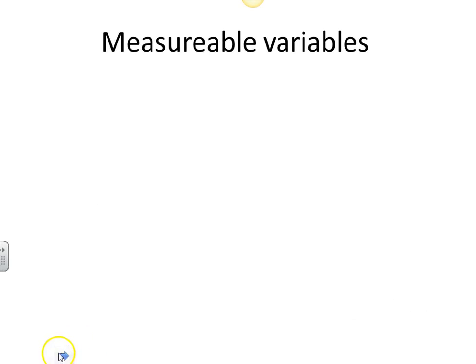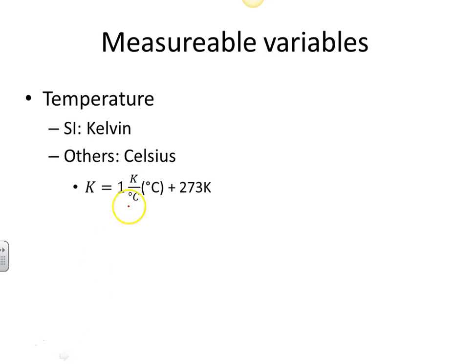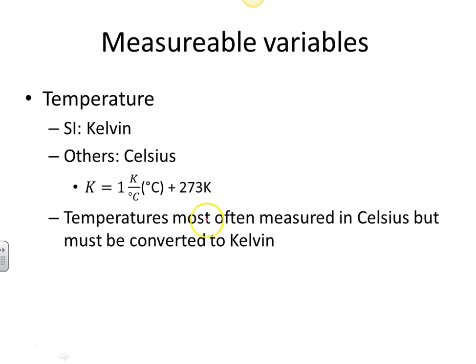Another measurable variable is temperature. The SI unit for temperature is the Kelvin unit. Others include Celsius. Here's our relationship that we use to convert between Kelvin and Celsius. You've seen this numerous times. It amounts to just taking the Celsius temperature and adding 273 to it, if you want a quick conversion. Temperatures that we use most often are in Celsius. So in a lab, we'll tend to use Celsius temperatures, but to be able to be used mathematically, they have to be converted to Kelvin first. And again, we'll talk about why when we get to the actual math.